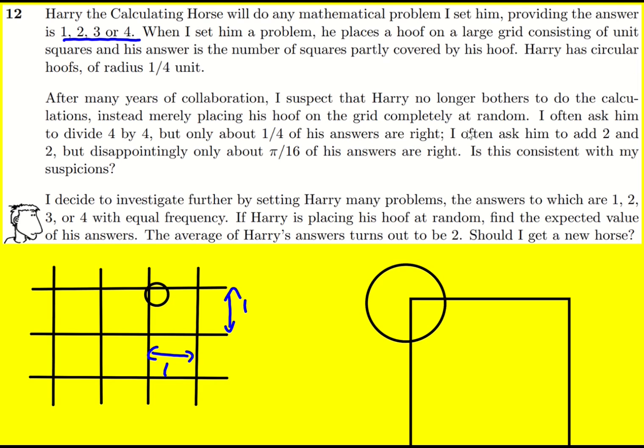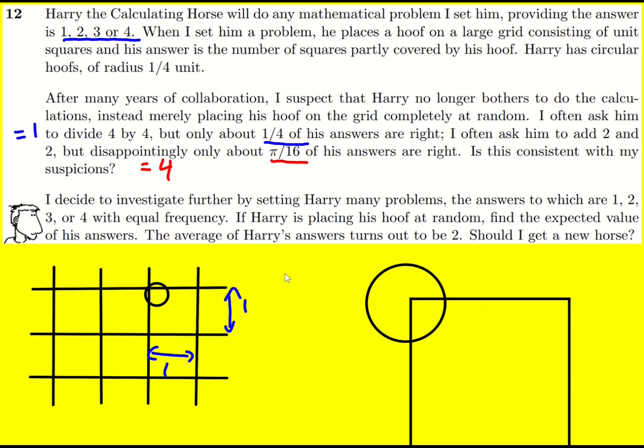So after many years of collaboration, I suspect that Harry no longer bothers to do the calculations, but just places his hoof in the grid completely at random. I often ask him to divide 4 by 4, which would obviously give an answer of 1, and about a quarter of his answers are correct. If he does 2 plus 2, which would give 4, then about pi over 16 of his answers are right. Is this consistent with my suspicions, i.e., that he's placing them randomly?